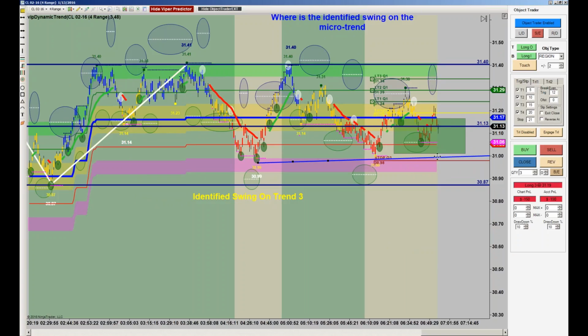Okay, so let's see if we can get this line again. If it'll come down at all. It may not, it may just keep heading up, which is fine with me.